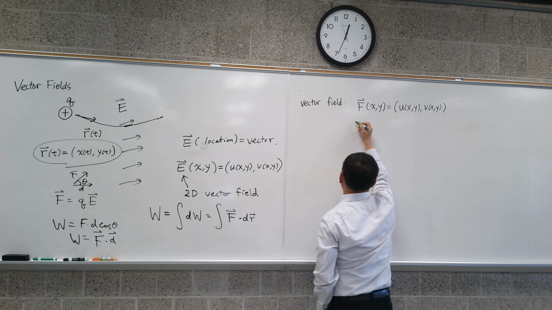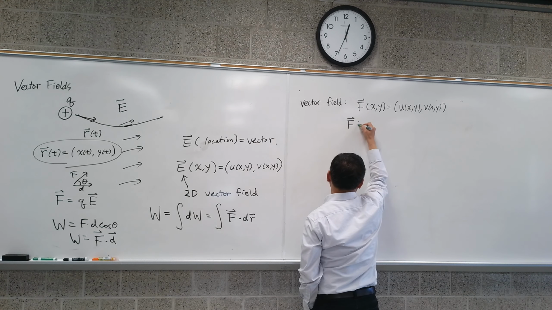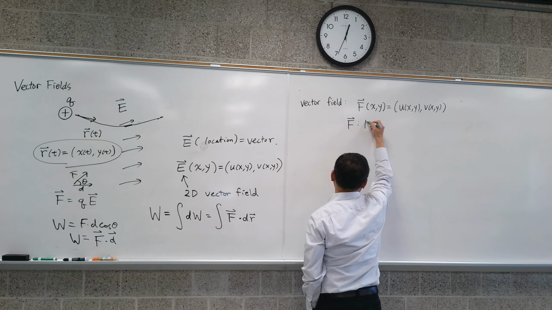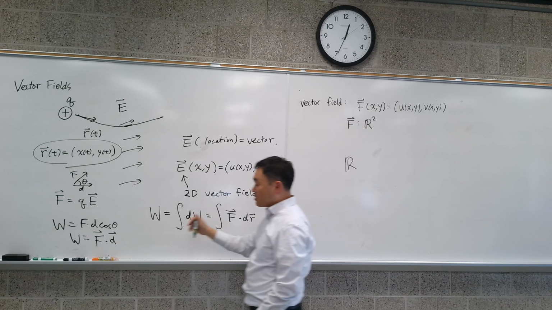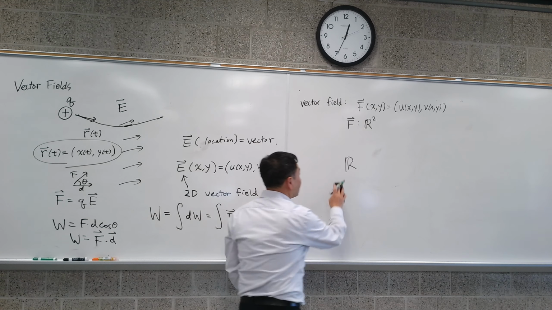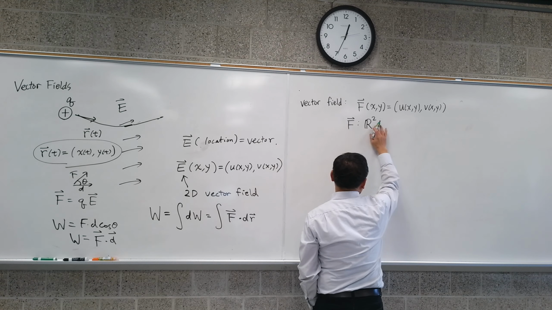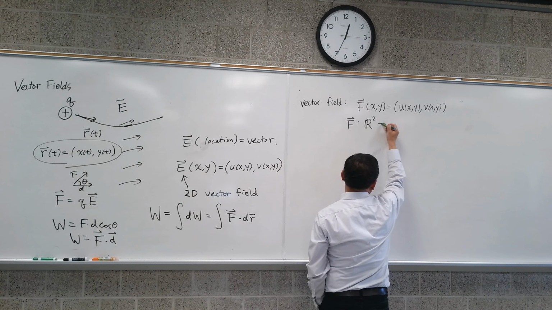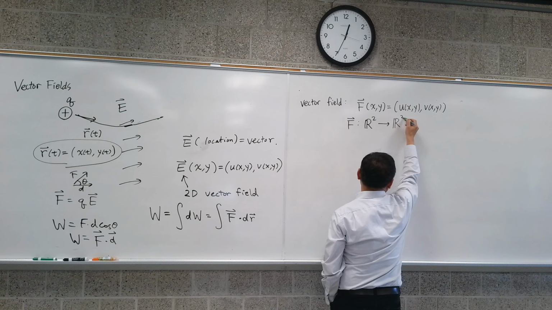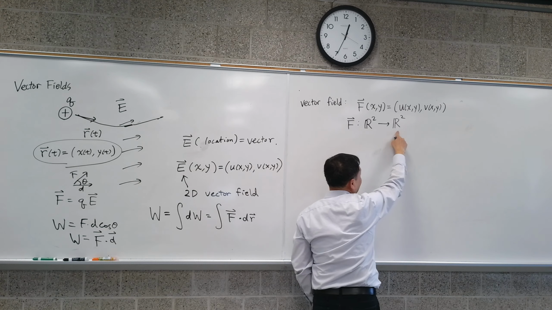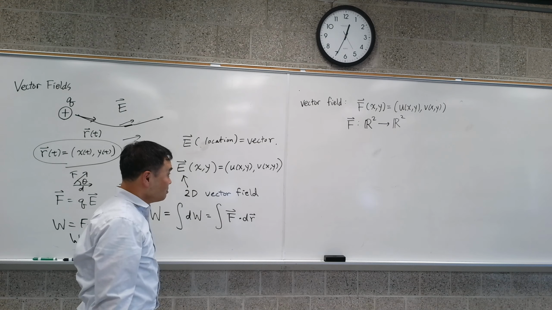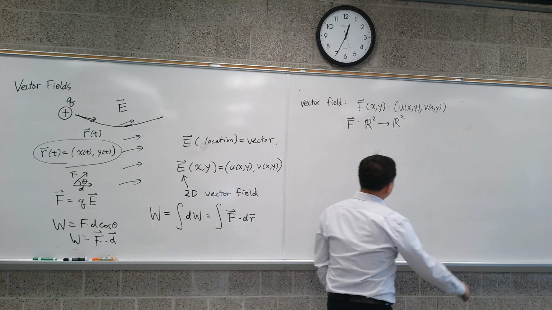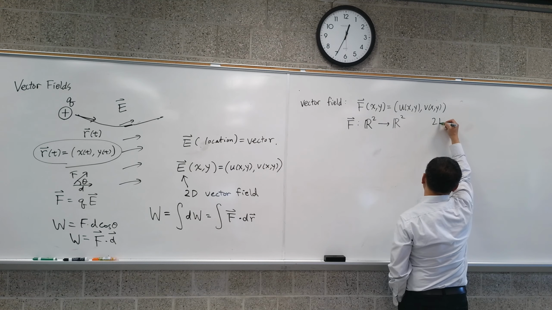The way I write this is f is a function that takes in two copies of R. So this strange way of writing R, that's the set of real numbers. So if I say R squared like that, that's a pair of real numbers to a pair of real numbers. It accepts two real numbers and it gives you back two real numbers. That's the way people write down that thing. And this is an example of a 2D vector field.